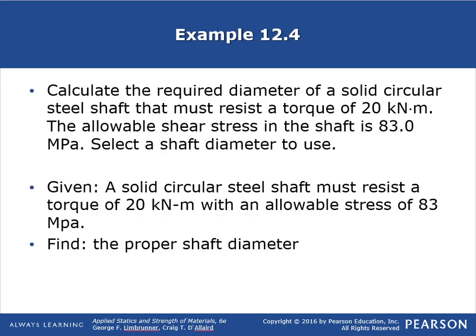Okay, example 12.4. Calculate the required diameter of a solid circular shaft that must resist a torque of 20 kilonewton meters. The allowable shear stress in the shaft is 83 megapascals. Select a shaft diameter to use. I wrote this in the proper format of setup for our homework solutions. Given a solid circular steel shaft that must resist a torque of 20 kilonewton meters with an allowable stress of 83 MPa, find the proper shaft diameter.